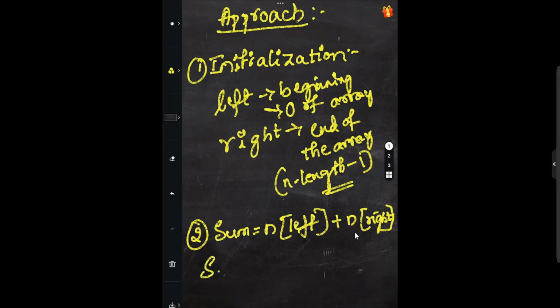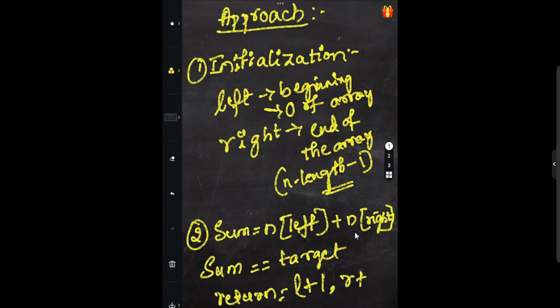If sum equals target, then what will we do? We will return left plus 1 and right plus 1. Why will we return left plus 1 and right plus 1? Because we have to adjust for the 1-based indexing, right? I'll consider L for left and R for right here. Left plus 1 and right plus 1. This is one thing that we need to remember here.